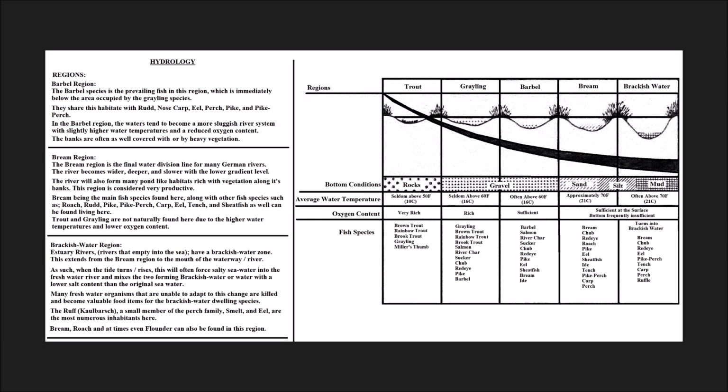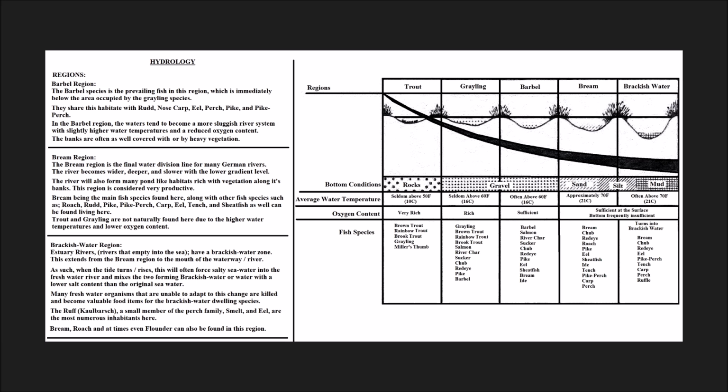Estuary rivers, rivers that empty into the sea, have a brackish water zone. This extends from the bream region to the mouth of the waterway or river. This region can change depending upon the tides. As such, when the tide turns or rises, this will often force salty seawater into the freshwater river and mix the two, forming brackish water, or water with a lower salt or saline content than the original seawater.